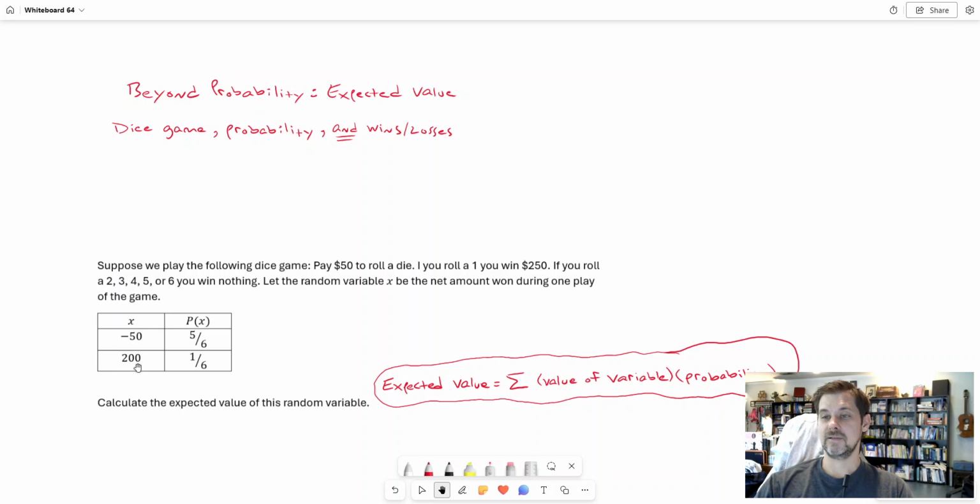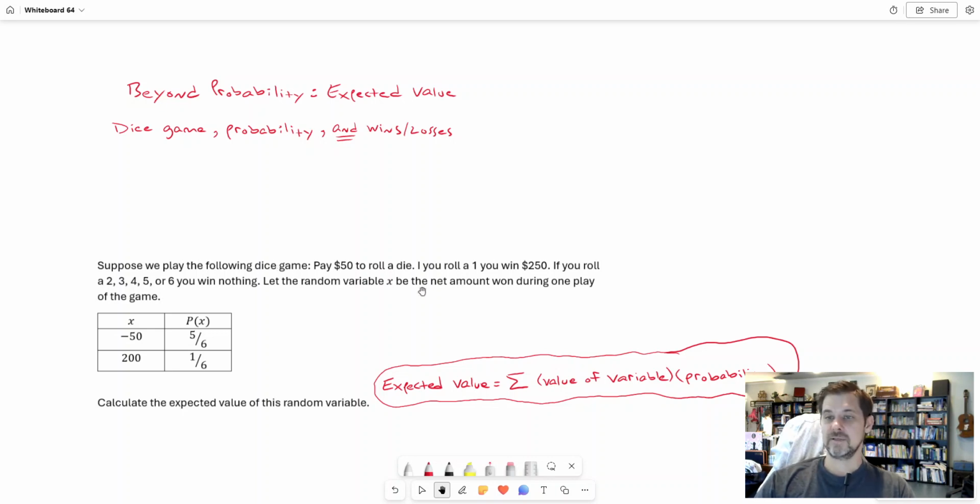The other value is that it could be 200. Now the question says the net amount won during one play of the game. So I know that it says you win 250 if you roll a 1. So you roll this number right there, you get $250 handed back to you. But if that happens, you're only up 200, because you spent 50 and then somebody handed you 250 back. You're only 200 above where you were before the play. So that's what I mean by the net amount won during one play. All right, so that's the values that the random variable could take.